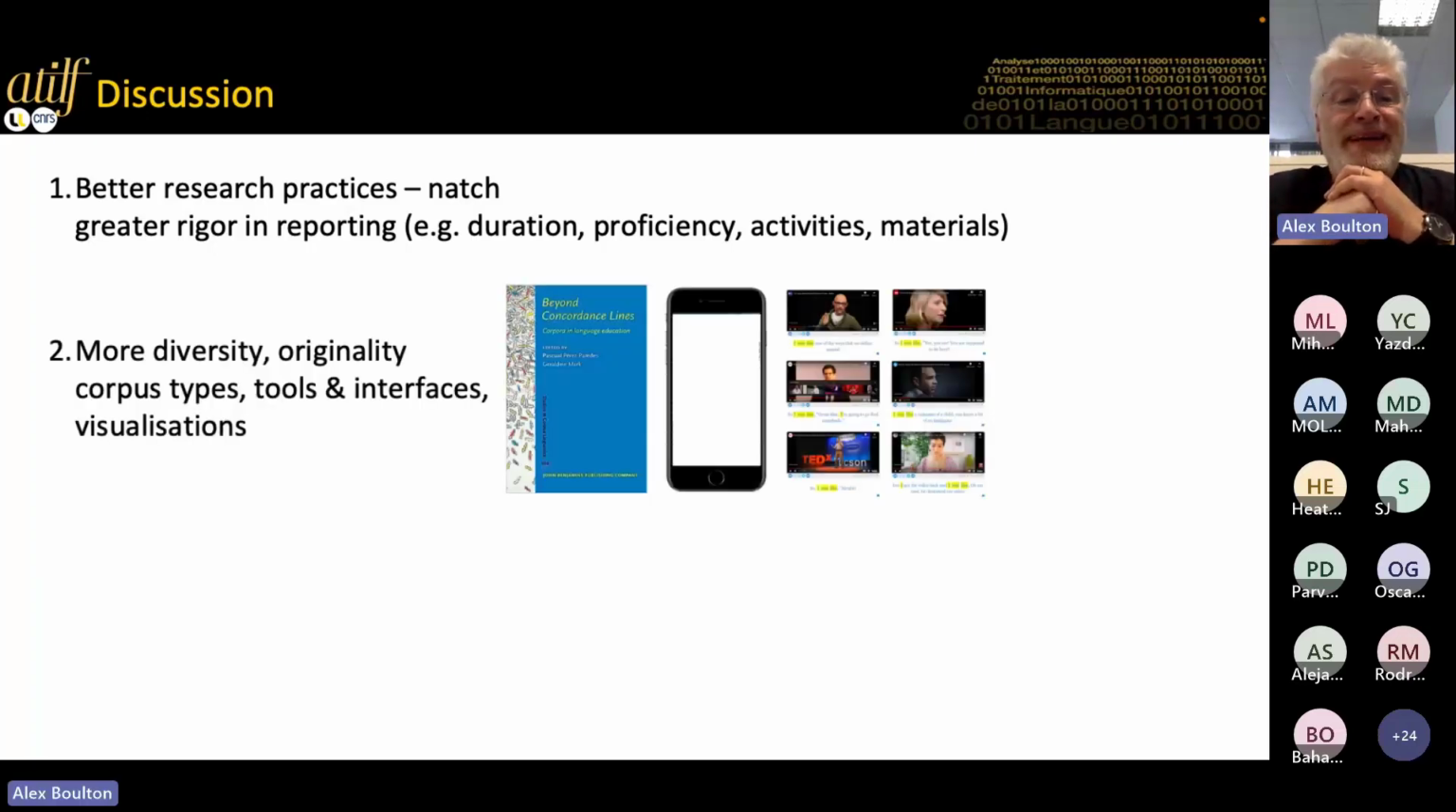Second point, we need more diversity, more originality. We need to go beyond concordance lines. There was a book by Pascual Perez and Geraldine Mark, published just a couple of years ago after one of the TAL conferences. So we need to go beyond concordance lines, for different types of visualization, different corpus types, different tools, different interfaces, different ways of looking at it.